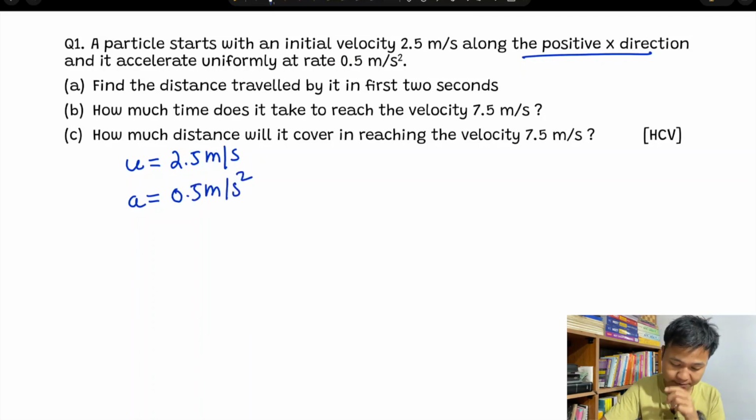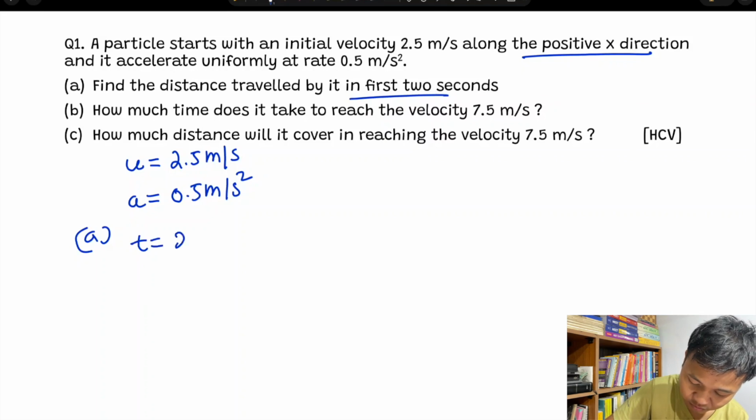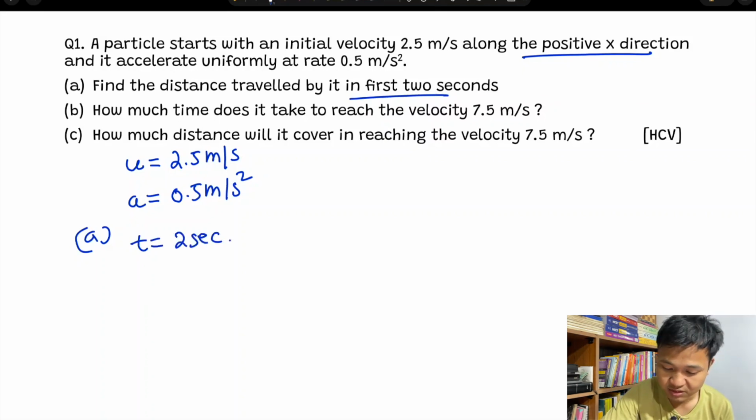Okay, first question. Find the distance traveled in the first 2 seconds. So in 2 seconds, how much distance does it travel? Which formula do you have to apply here? Here you are given t is equal to 2 seconds. First you see what is given here: u, a, and t are given, and we have to find s, the distance traveled. Since the direction does not change, displacement and distance are the same thing.